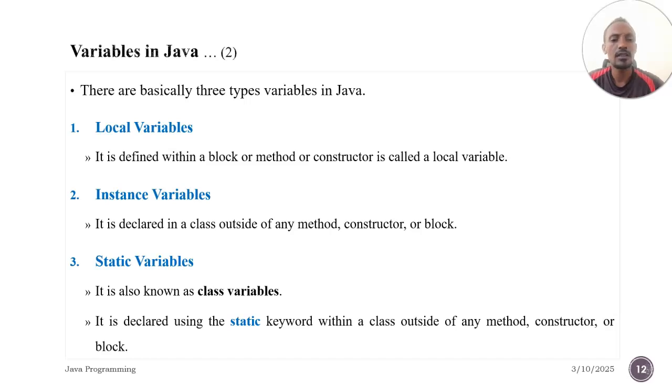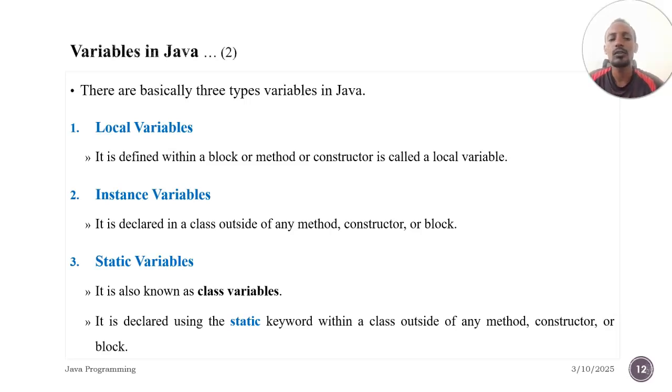Second, instance variable. It is declared in a class outside of any method, any constructor, or any block. They can be accessed from any class. This is what we call instance variables in Java.